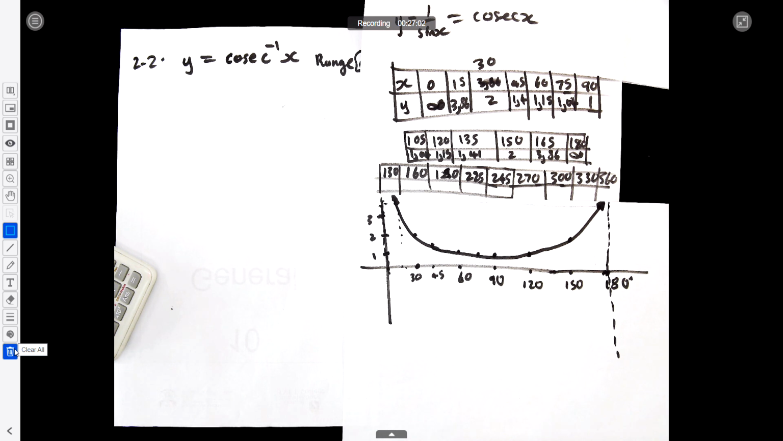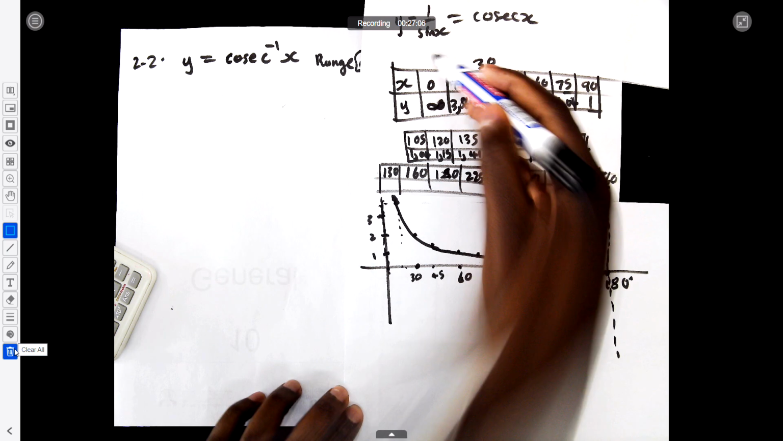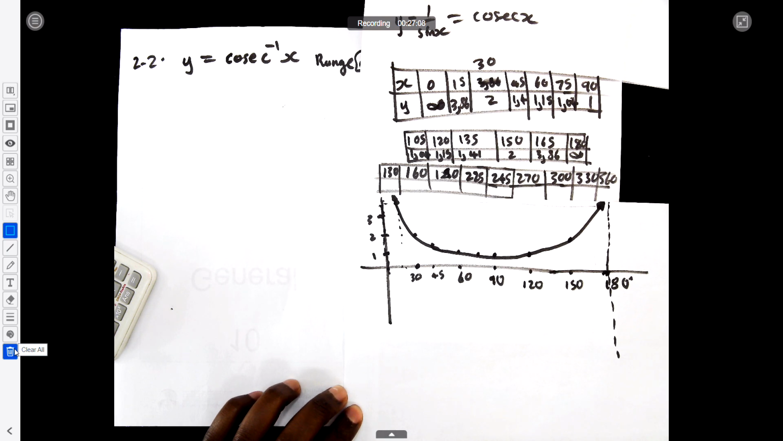So I wanted to show you that you shouldn't waste your time. If you're smart, use your calculator. If you have 1 over sine, it is cosec. And have those values accordingly. But now we are talking about arc cosec. So we're talking about arc cosec.